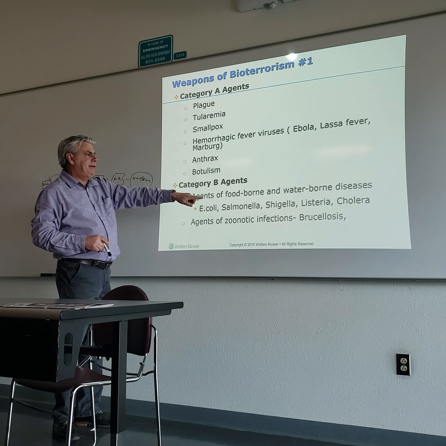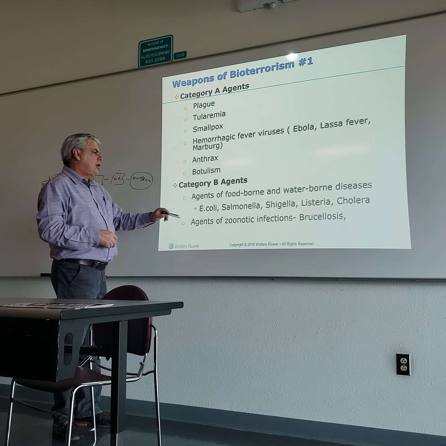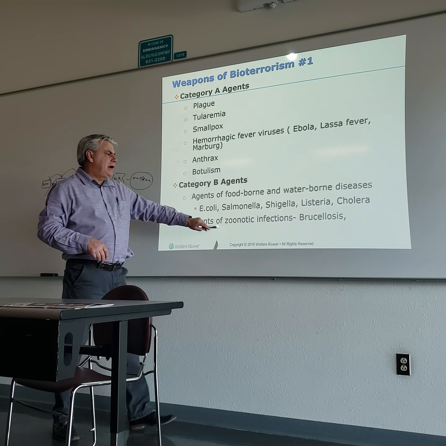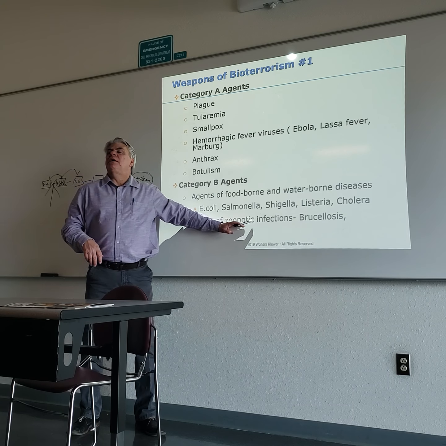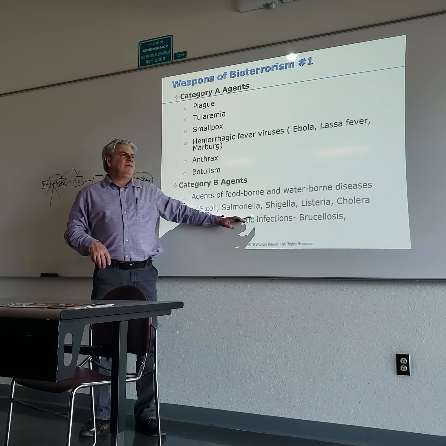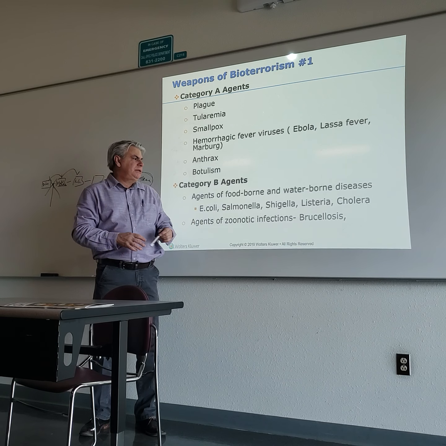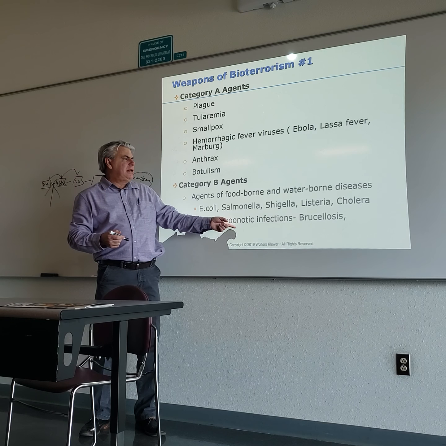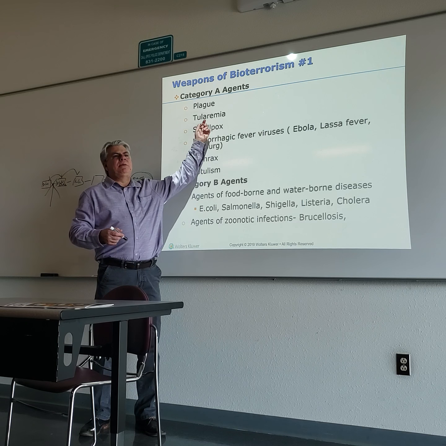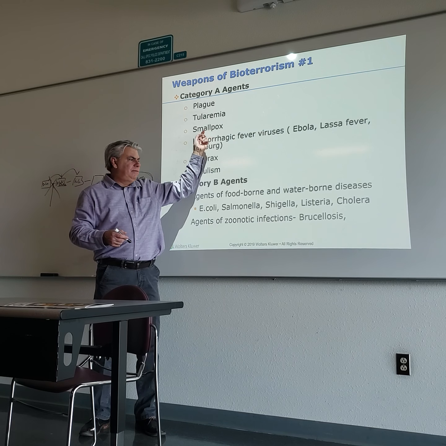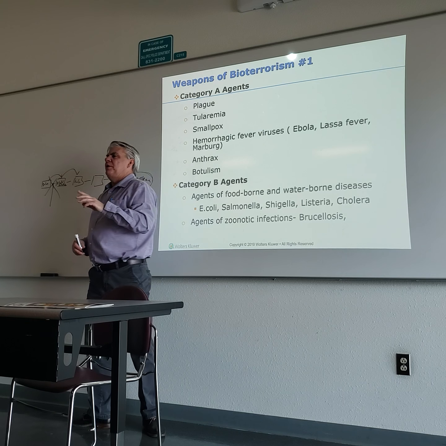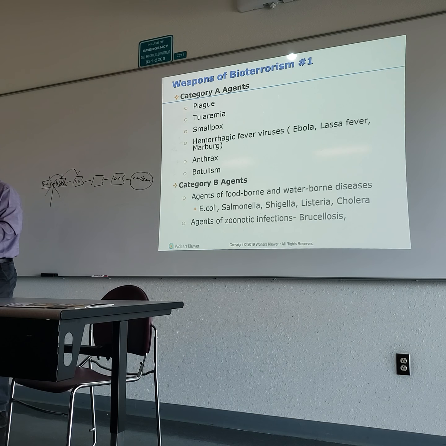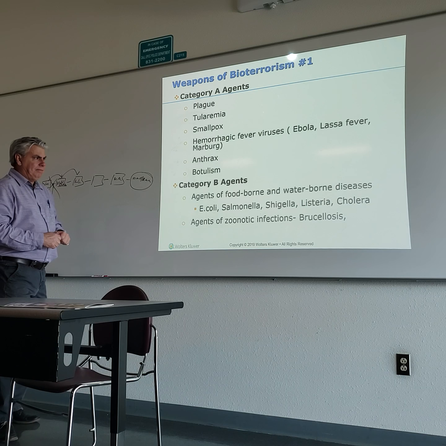E. coli, salmonella, shigella, listeria, cholera. Agents of zoonotic infections, these are gonna be passed on by something. Animals, from an animal to humans. They're not gonna be infectious, not passed on from person to person. These can also be passed on, most of them from person to person, not all of them. But are any of these gonna kill most patients? No. It's gonna disable them, right?